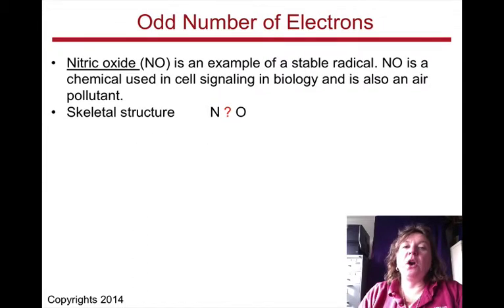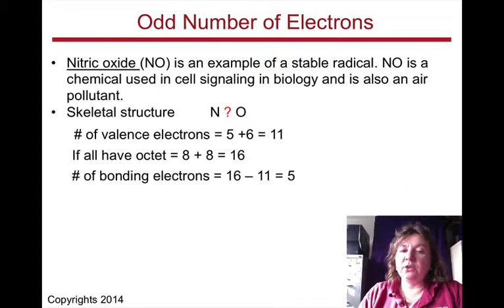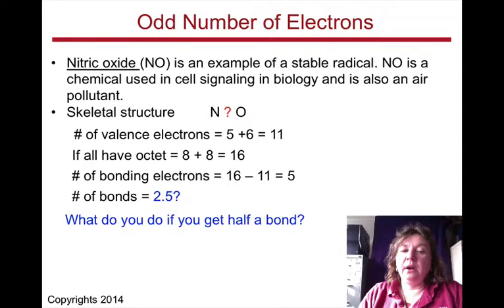Let's talk about the odd number of electrons. Nitric oxide is an example of a stable radical. NO is a chemical used in cell signaling in biology and is also an air pollutant. The skeletal structure, well, there are 2 atoms, nitrogen and oxygen. So the number of valence electrons is 5 plus 6 equals 11. If all have an octet, 8 plus 8 equals 16. The number of bonding electrons, 16 minus 11 equals 5. The number of bonds is 5 divided by 2, which is 2.5.